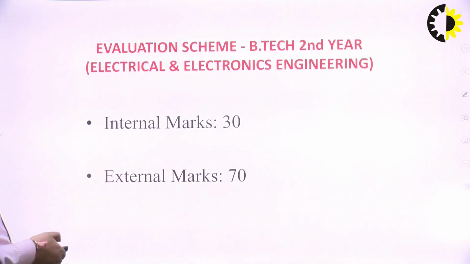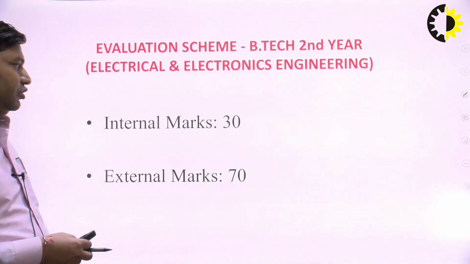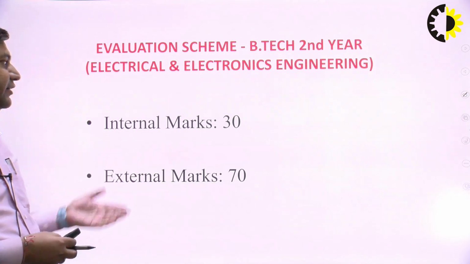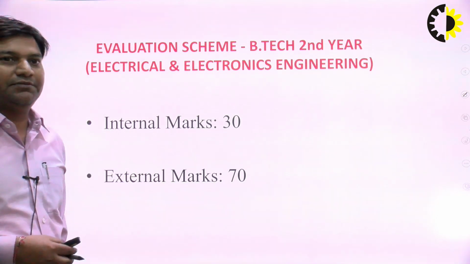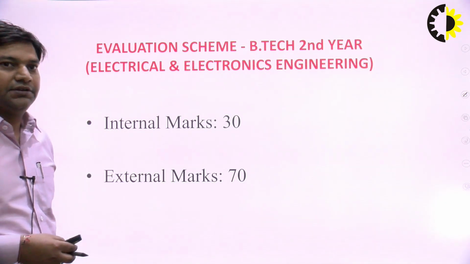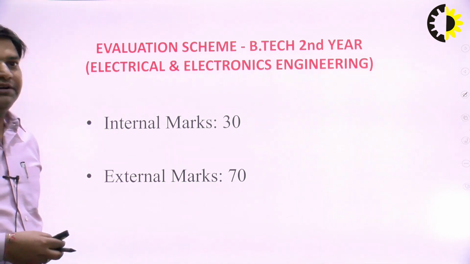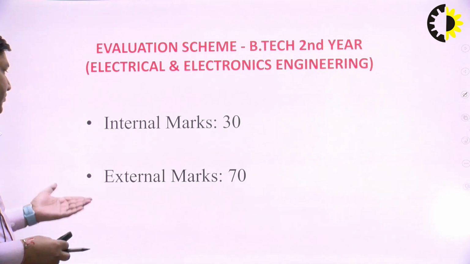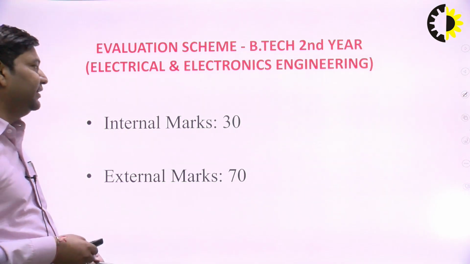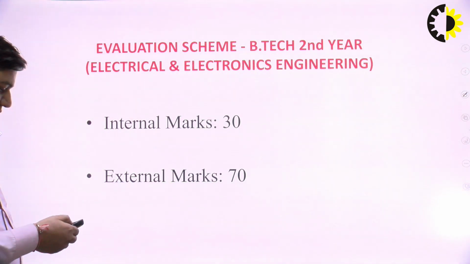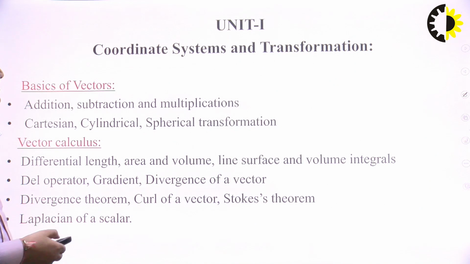The whole unit is divided into two parts: first the internal marks and then the external marks. The external marks are 70 and the internal marks are 30, which is given by the college. The internal marks are further divided into two parts: 20 marks are based on the CT, and 10 marks are for the assignment and the attendance. The external marks are given out of 70. The credit is 3 for this subject.